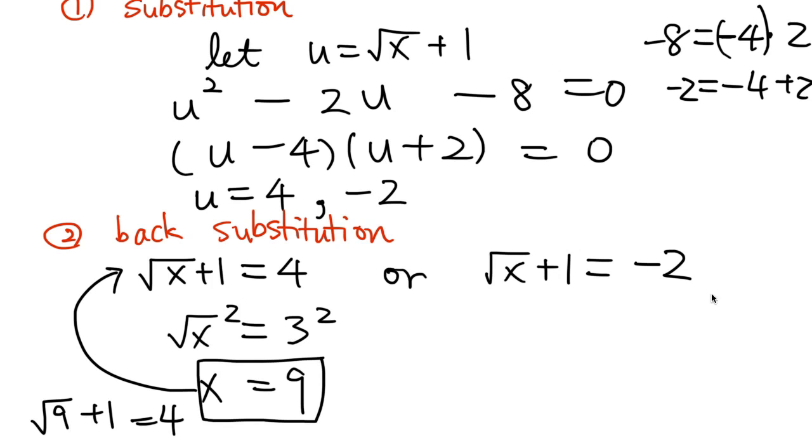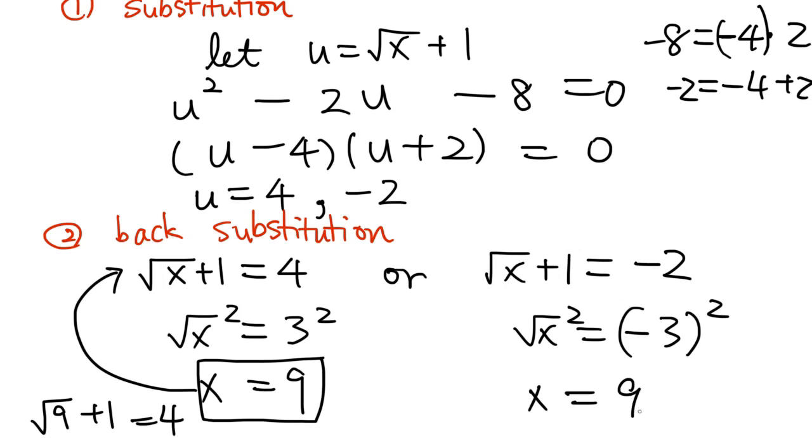The second equation is similar. If you subtract 1 from both sides, we have square root of x equals negative 3. And take square of both sides, we have x equals positive 9. But this is not a solution because if you plug this back into the equation, we get the left hand side 4, the right hand side negative 2. They are not equal to each other, so this is not a solution.